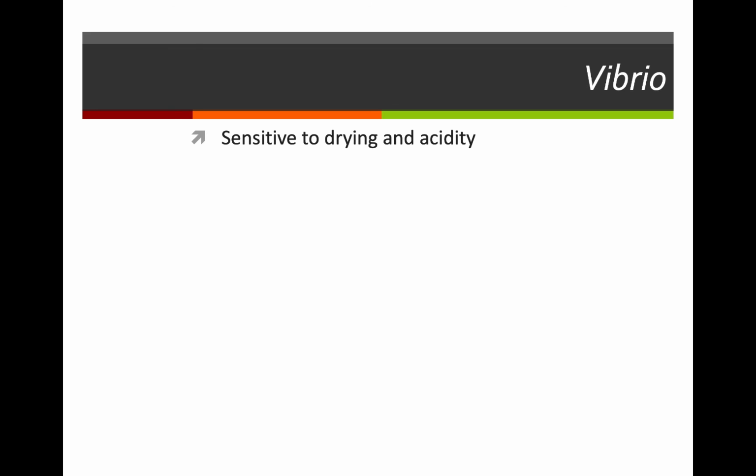Vibrio are very sensitive to drying and acidity. So, if something was contaminated and then left out to dry for a while, it would be fine. Cultures must be done rapidly on appropriate media. So remember, it prefers a hypersaline environment, like a marine environment. So your growth media has to be supplemented with saline.